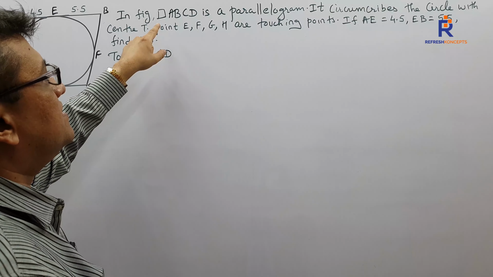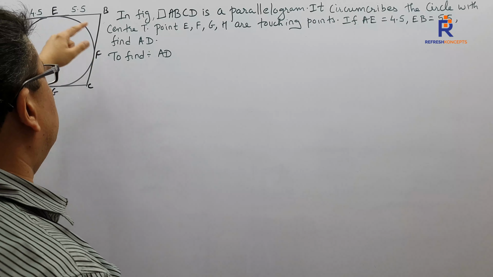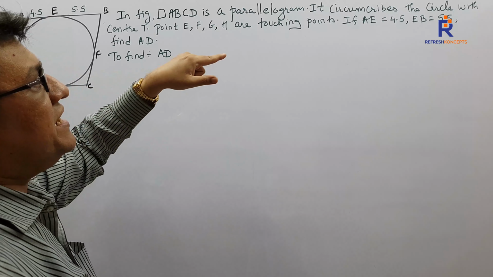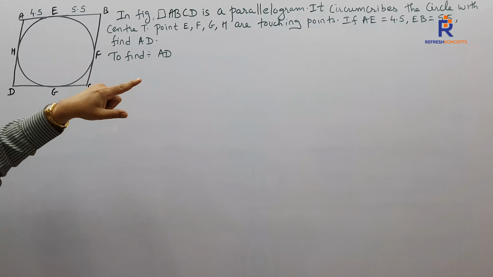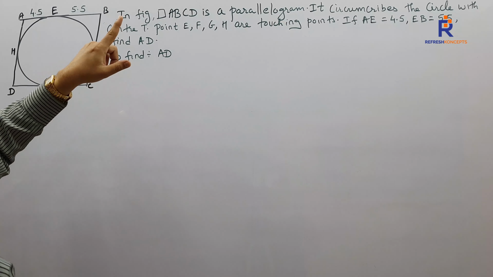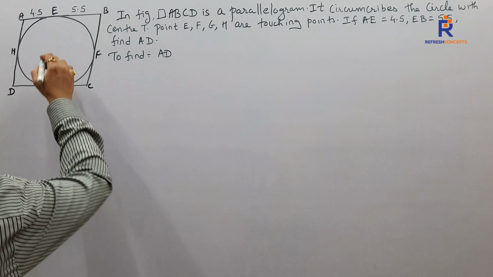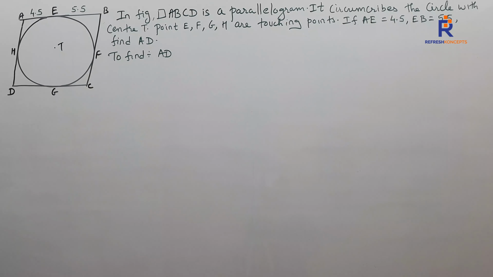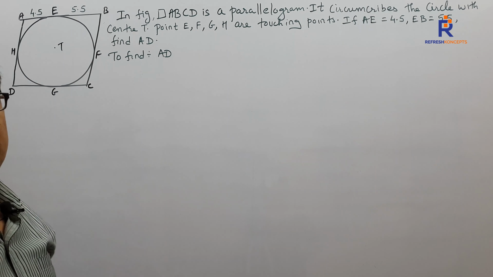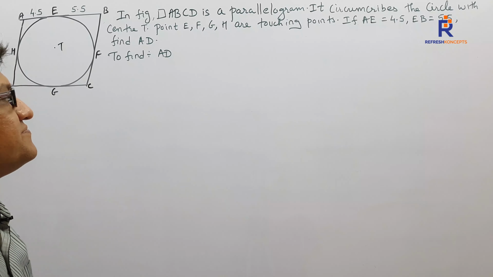In the figure, quadrilateral ABCD is a parallelogram. It circumscribes the circle with center T. Center T is what I have not mentioned, but I doubt I'll be making any use of it. Points E, F, G, H are touching points. So you can say AB, BC, CD and DA are tangents at points E, F, G, H respectively.